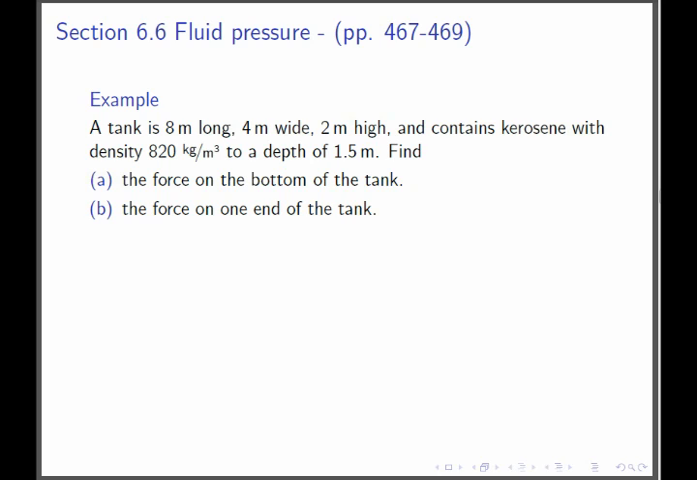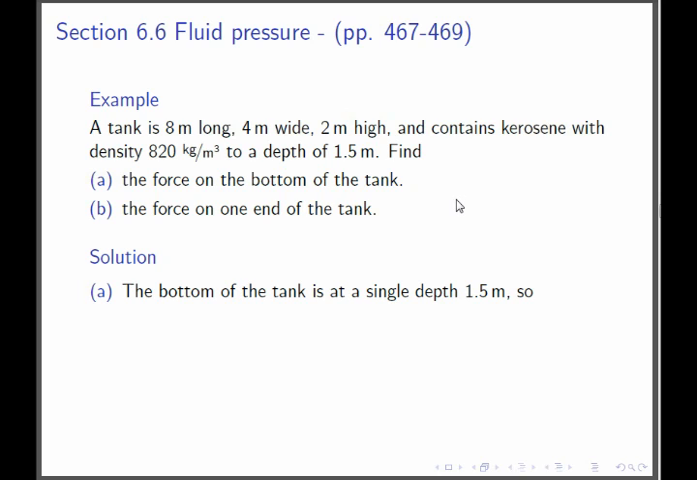Okay, let's take a look at this example. A tank which is 8 meters by 4 meters by 2 meters contains kerosene weighing 820 kilograms per cubic meter to a depth of 1.5 meters. And we're supposed to find the force on the bottom of the tank and on one end of the tank. So first let's consider the force on the bottom of the tank. The bottom of the tank is at a single depth, namely 1.5 meters. And therefore, the force equals pressure times area formula applies. So we can simply plug in the known information.